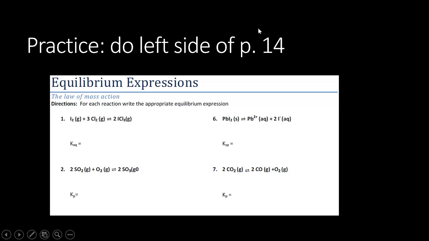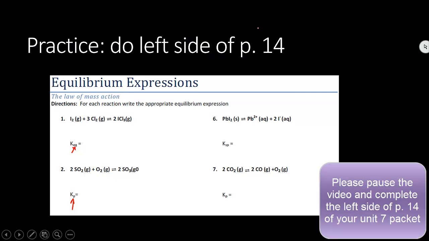So on page 14, you will see practice on doing equilibrium expressions. As for various different types of K, don't get thrown off. The only one that's going to look different is anytime you see Kp. When you see Kp, please use P's instead of brackets. Any other time, use brackets. Please pause the video and do the left side of page 14.